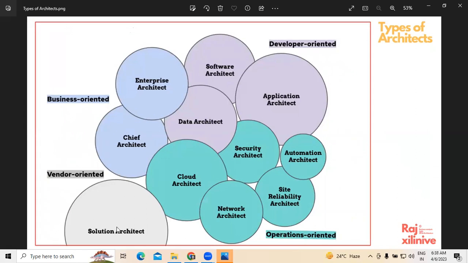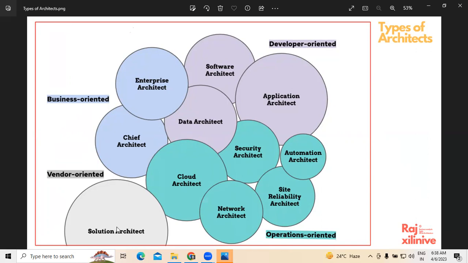The first, some are business oriented. Business oriented is one kind. Development oriented is the second kind. Operations oriented is the third kind. Vendor oriented is the fourth kind. So this is how generally the architectures for any application will be divided.